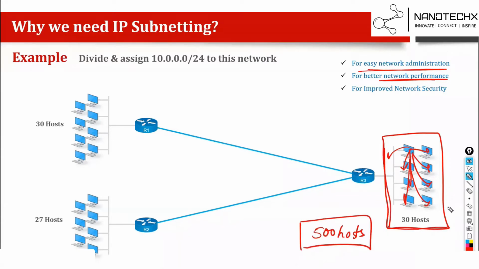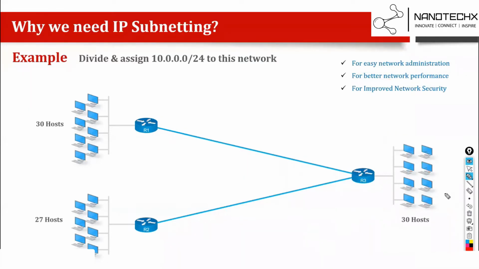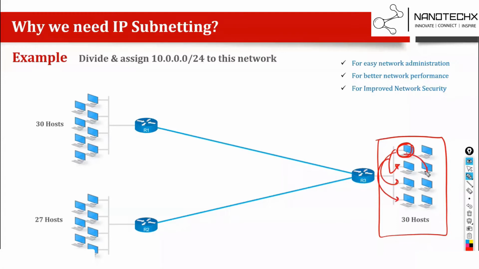And then this is for improved network security as well. Within one network, if one of the computers is compromised, if one of them has a virus, the virus can easily spread and replicate to all of them. So it is for improved security when this network is separate, and this network is separate, and this network is separate. Clear, guys, why we need subnetting at all?